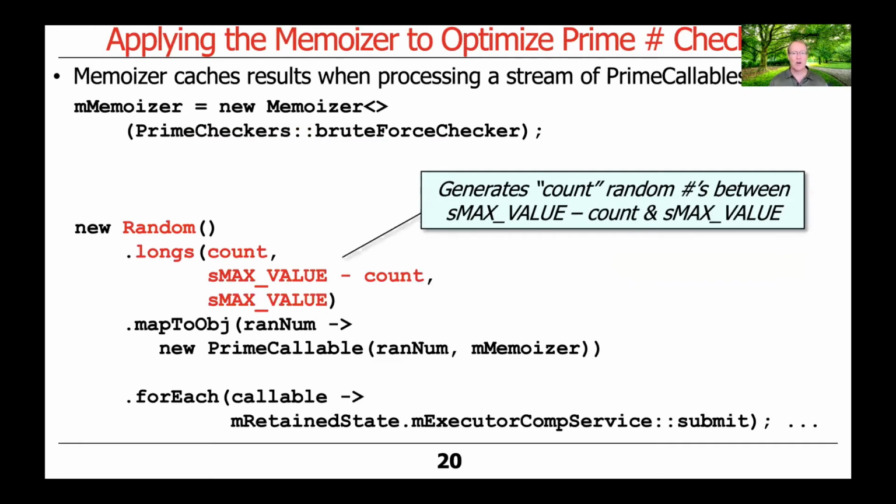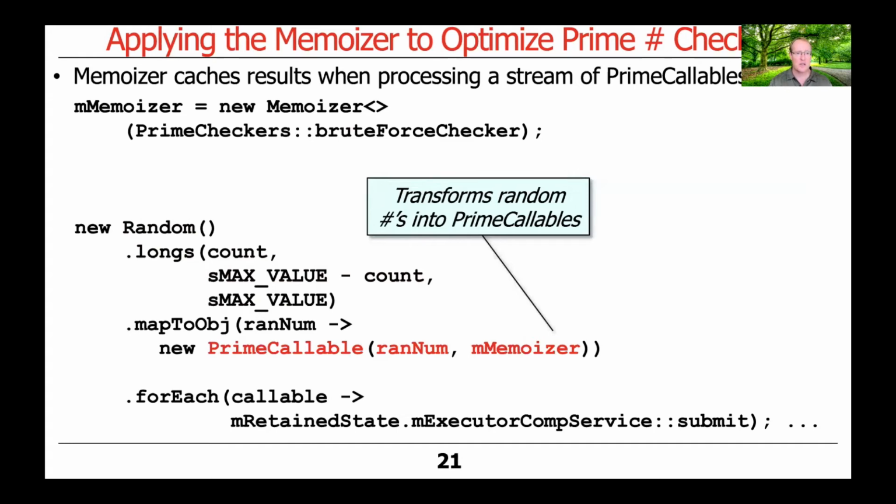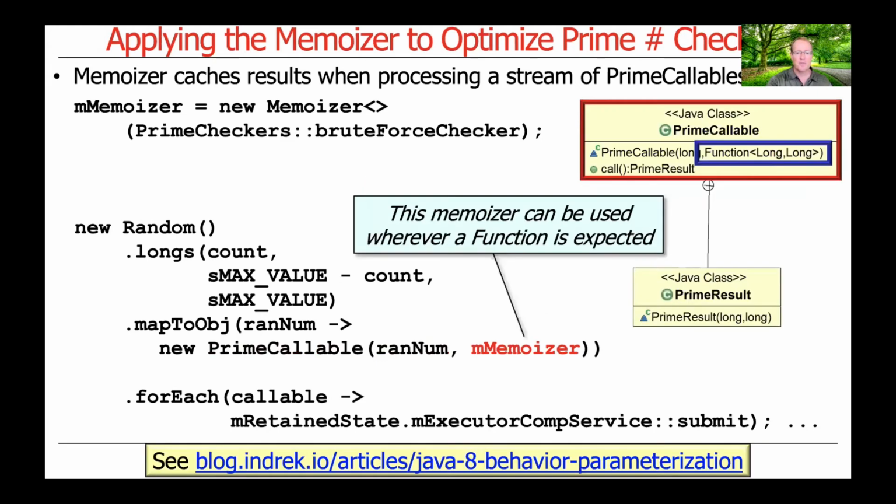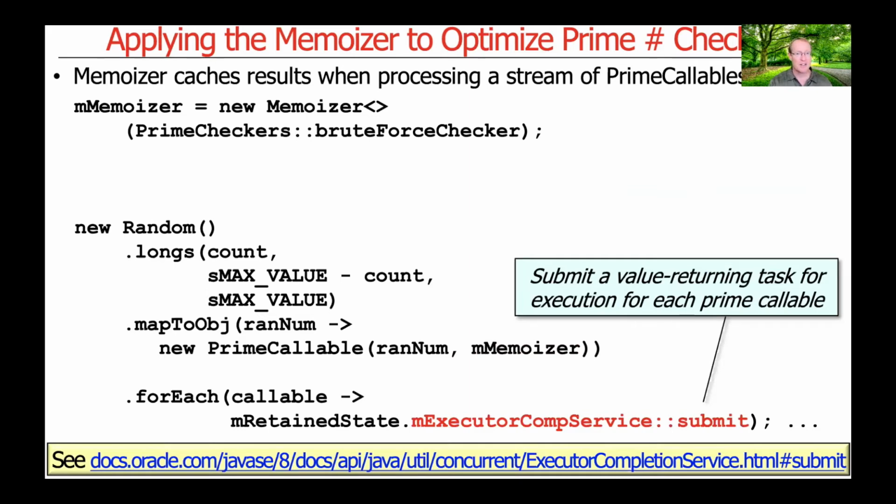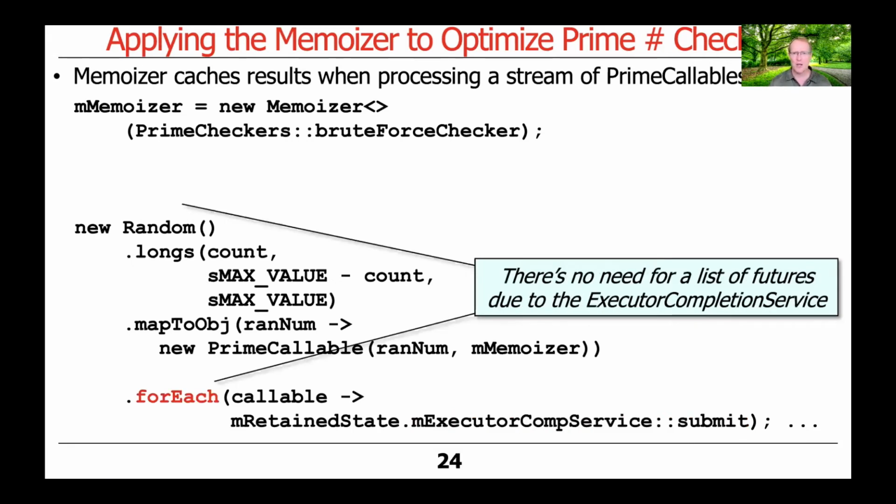And then we go ahead and generate count random numbers between a range that will allow us to have duplicate values. That's why we do this. And then we take each of those longs and we convert them to prime callables, passing in the Memoizer, as you can see here, as the second parameter. And then we turn around and take that stream of prime callables and we go ahead and submit it to the executor completion service. And note that we don't need to do anything fancy with return values or lists of futures, because that's all handled internally by the executor completion service, which, by the way, uses future task in order to queue up the results in its internal completion queue.